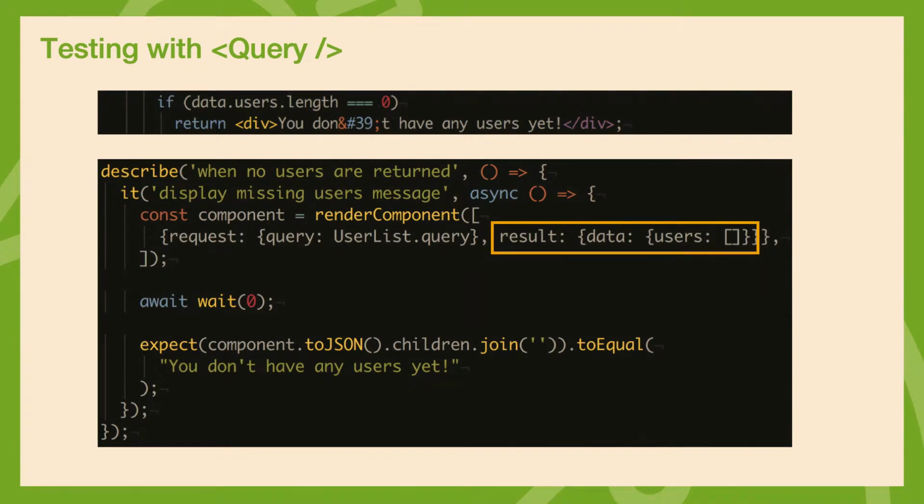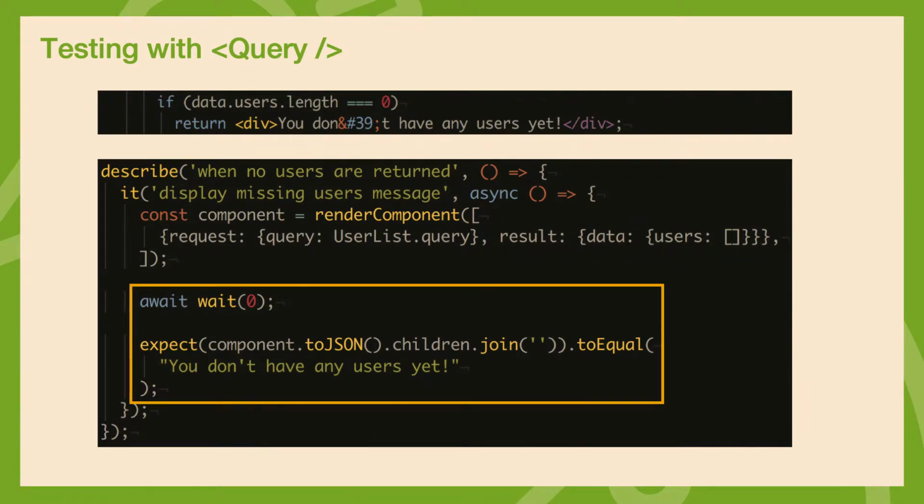To do something a little bit more interesting, you'll see now that in addition to specifying the request, which takes the query, which is our user list query, we're also specifying a specific result that we want to receive back. Here our result is that data object that has a users object, which is an array that is empty. So we're testing our no users yet use case in this component.